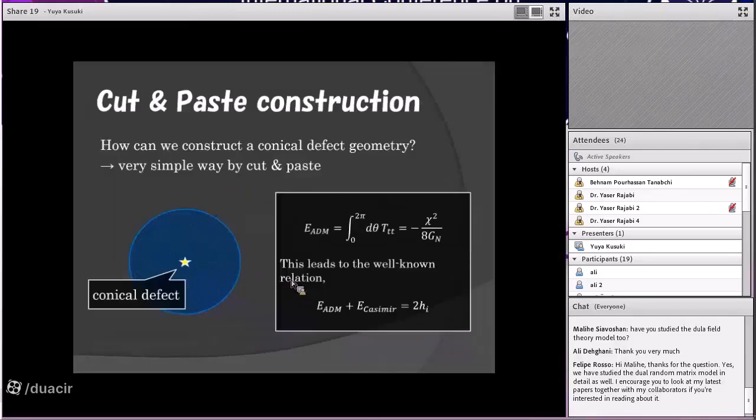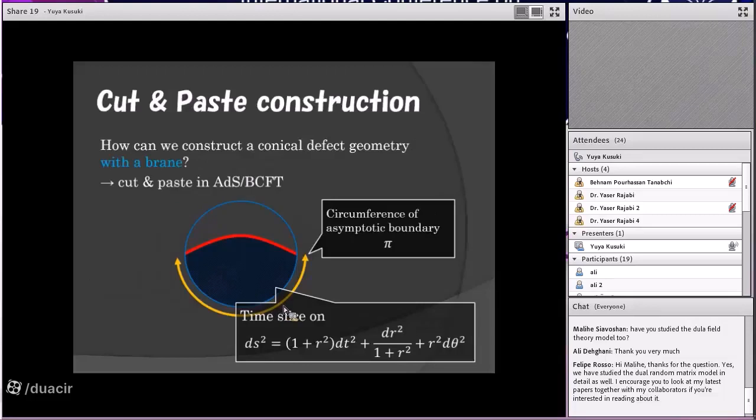And actually we can show that the eddy mass matches what we expected. We can construct the conical defect geometry with the end of the world brane in a similar way. Let's first consider the gravity with the end of the world brane.